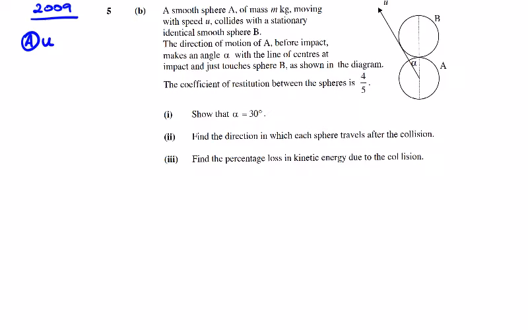They're in the J direction here, so we're not going to have any change in I. No change in I. And we have e is 4/5. The coefficient of restitution is 4/5.